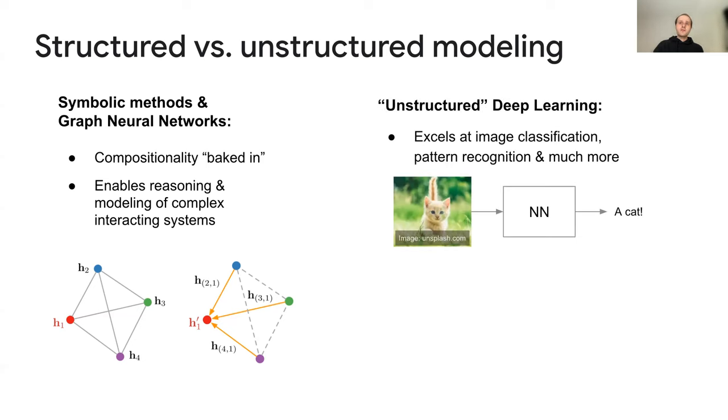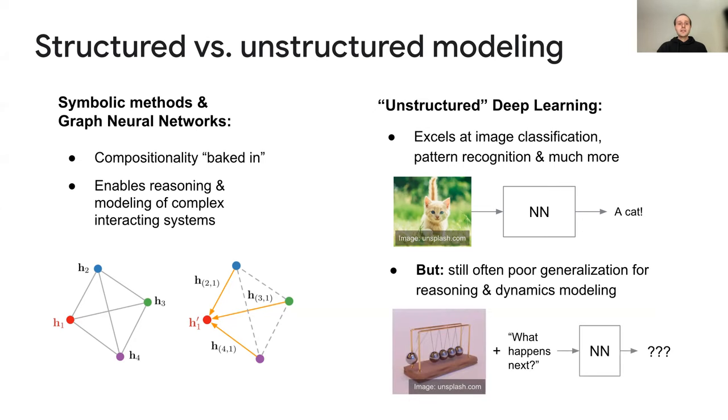Now, on the other end of the spectrum, you have unstructured deep learning. An MLP is the extreme of an unstructured deep learning model, but things like CNNs or transformers have more inductive biases, but are still relatively unstructured and maybe account for some symmetries in the environment, like translation symmetries or something like that. And these methods excel in image classification, pattern recognition, and a lot more things. For example, this typical image of a cat is something a model these days has absolutely no problem recognizing. But at the same time, we still often see poor generalization for things like reasoning or dynamics modeling. If you look at this Newton's cradle example here, and you try to get a prediction out of a neural network model about what happens next just from raw perceptual data, it's really difficult. And in general, it's really hard to build models that would generalize to all kinds of situations like this.